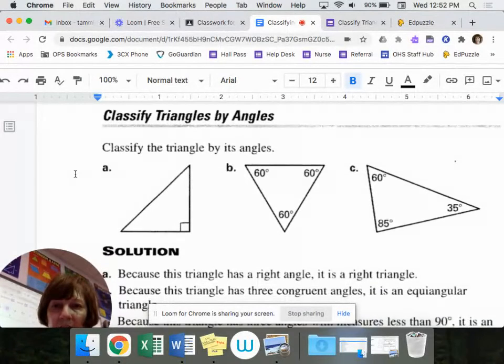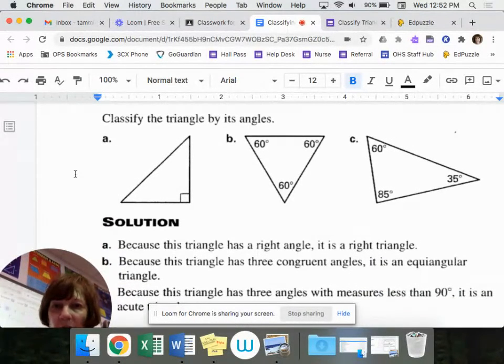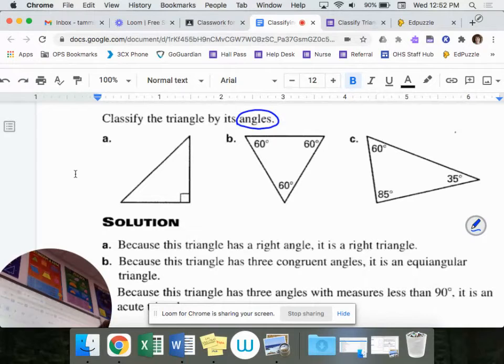Okay, now let's look at classifying by angles. So in the directions, it clearly says to classify by angles. So we have to make sure we're using the correct terms for that. So we had acute, obtuse, right, and equiangular.